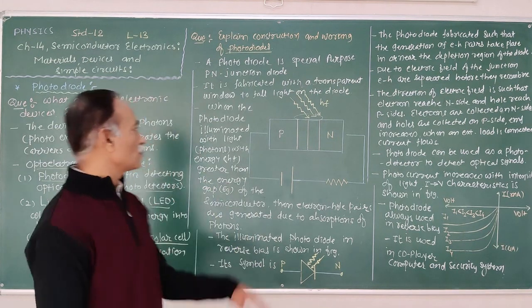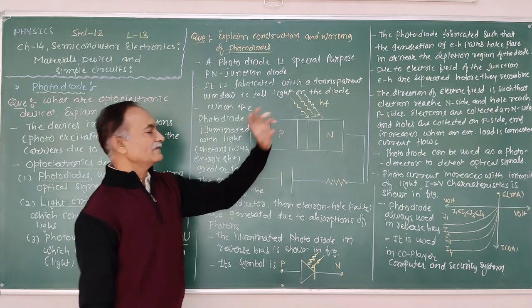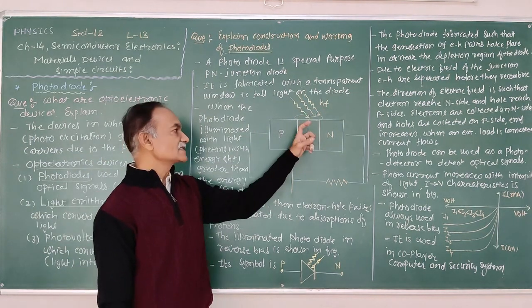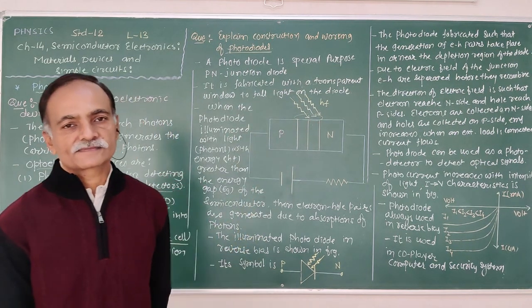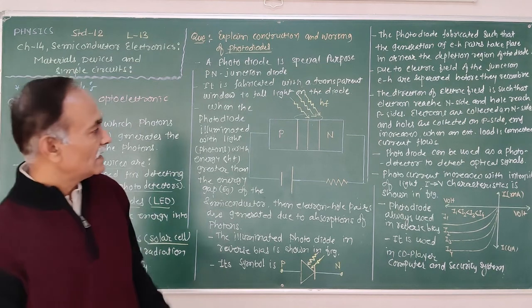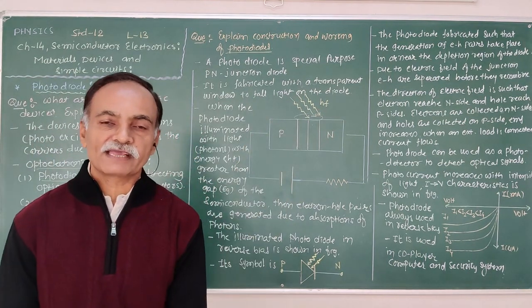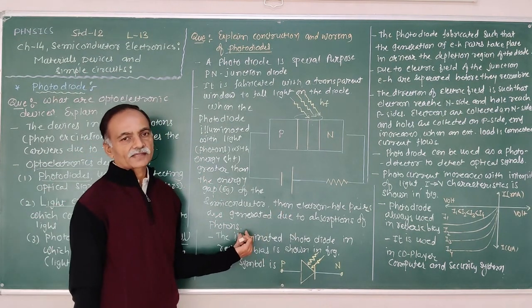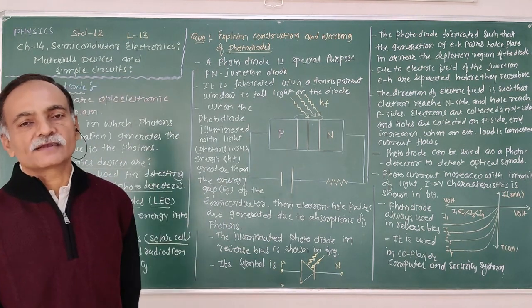Again we repeat it. What happens? When the photodiode is illuminated with light or photons with energy hf greater than the band gap energy for the given semiconductor, the electron hole pairs are generated due to absorption of the incident light or the incident photons.